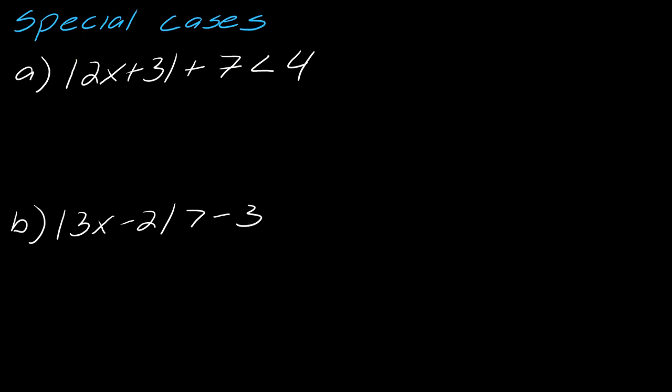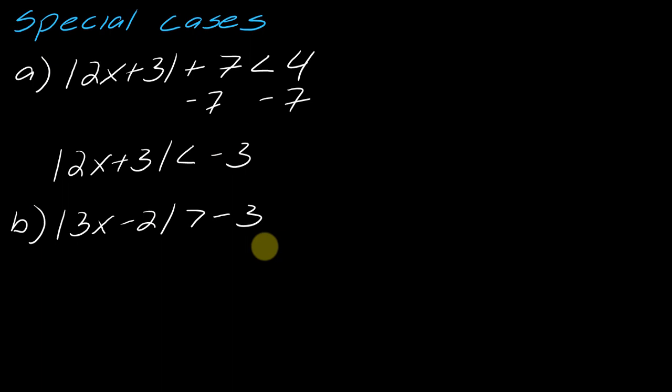For this first one, the first thing that I need to do is subtract the 7, right? And then I've got the absolute value of 2x plus 3 is now less than negative 3. Okay, so I actually want to compare these cases A and B together. That's why I wrote both examples here. So I want you just to notice, this one is talking about an absolute value being less than a negative number. This is talking about an absolute value being greater than a negative number.